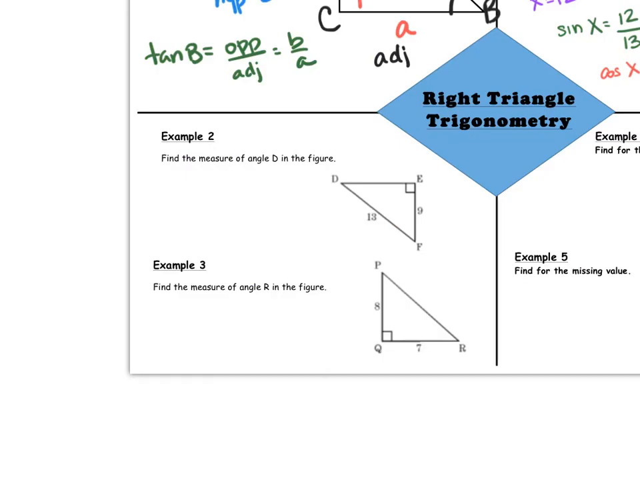Look at example 2. It says find the measure of angle D in the figure. So we know we're going to mark angle D, which is sitting up here.